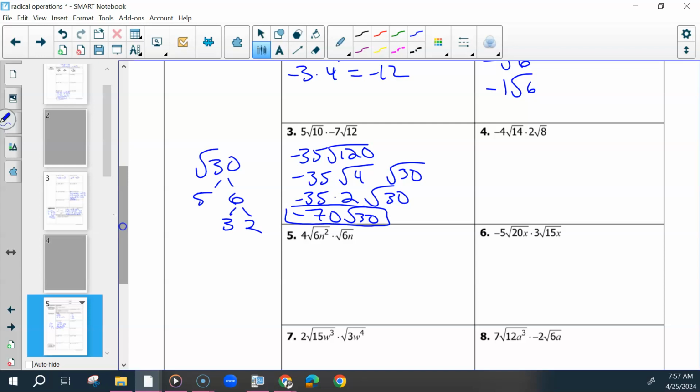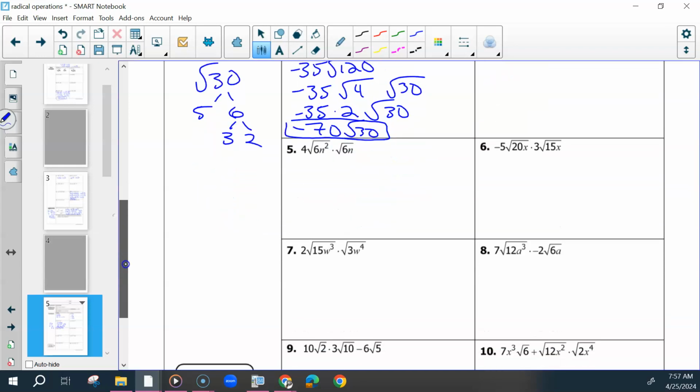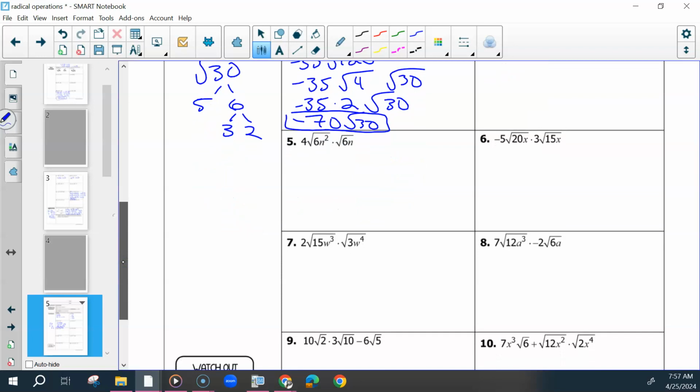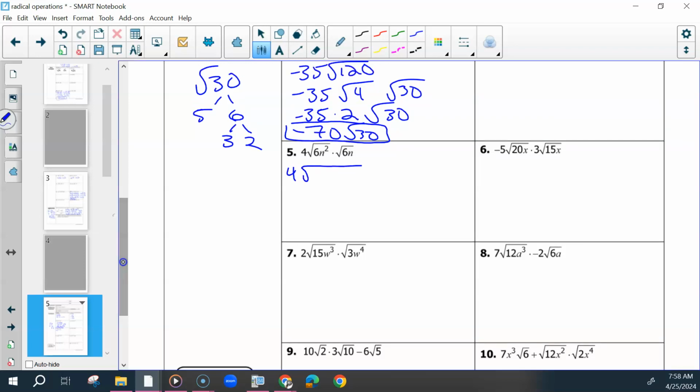Alright, in number 5, we now have variables being added to the mix. Same rules: multiply the outsides together, the insides together, but now you also have to incorporate your exponent rules for multiplying like bases. On the outside, we have 4. On the inside, multiply the numbers first. What would that be? 36. And then n to the 30. We're adding the exponents.